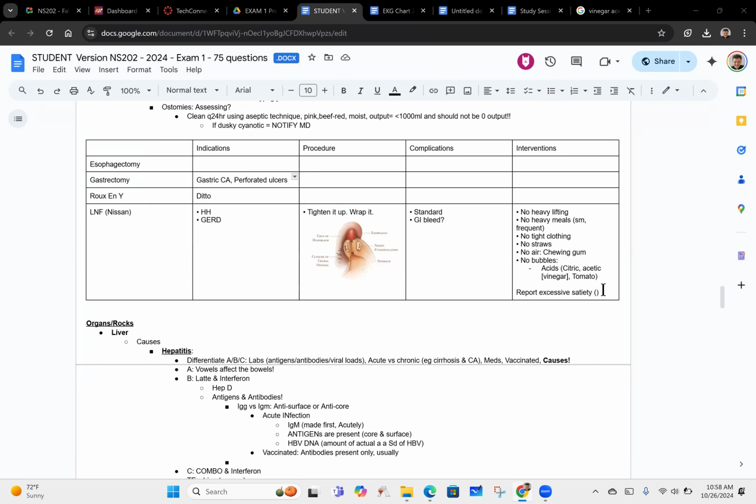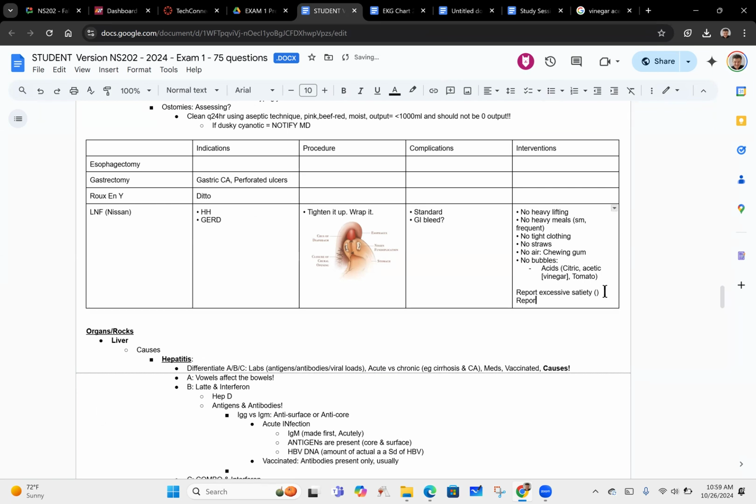Report dysphagia, excessive satiety, report dysphagia. That's telling you that it's too tight. Okay, it might be swelling from the post-procedure, inflammation and such. All right, so we can fill this out some more. So procedures. That's the idea.